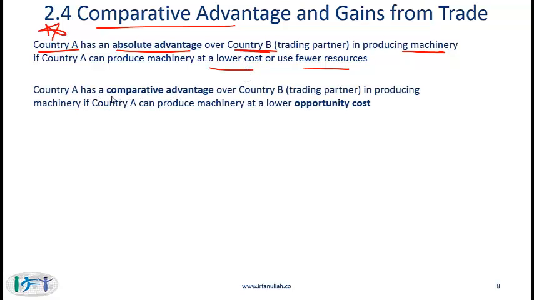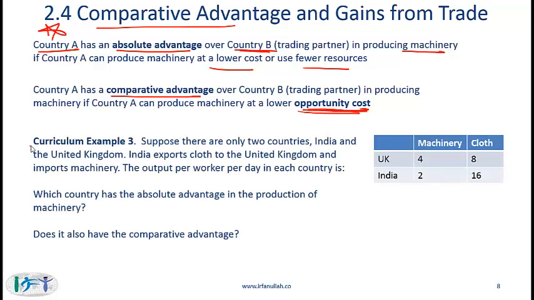What about comparative advantage? Country A has a comparative advantage over country B in producing machinery if country A can produce machinery at a lower opportunity cost. The critical difference between these two statements is this phrase, opportunity cost. And to understand opportunity cost, let's look at example 3 in the curriculum.